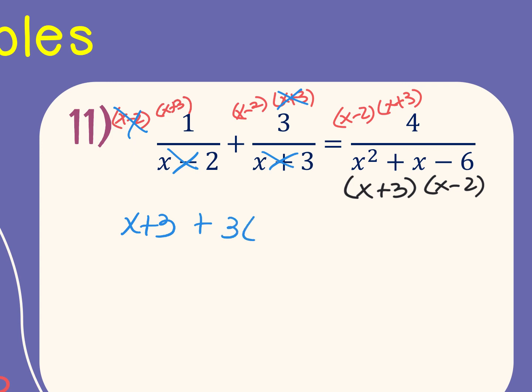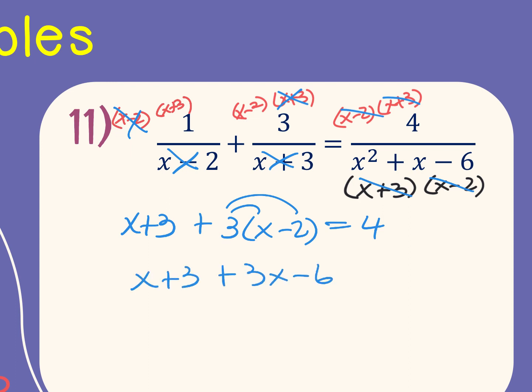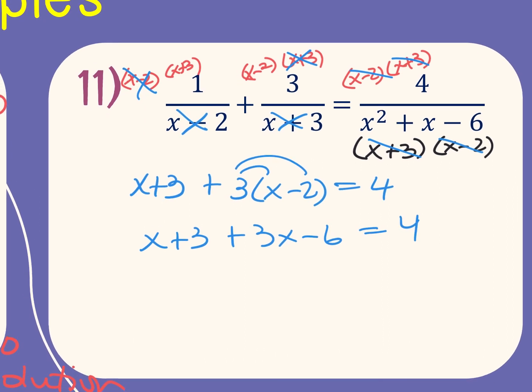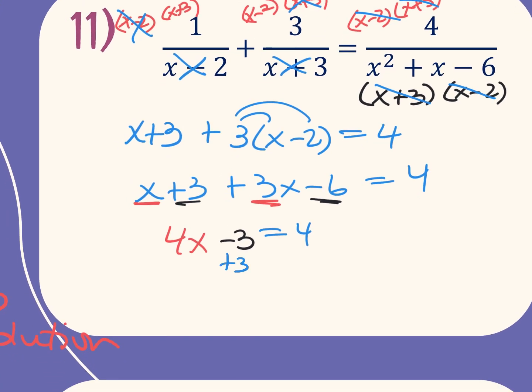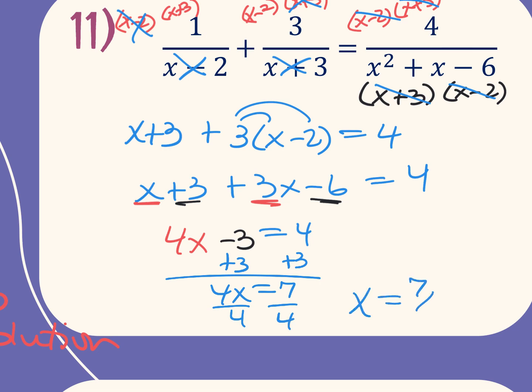And then you have to distribute the 3 to the x minus 2. And then this one, everything canceled, so you're just left with 4. Again, I'm going to distribute. So I get 3x minus 6 equals 4. I'm going to group my like terms together here. So that gives me 4x, and then 3 minus 6 is negative 3, and then it still equals the 4. Add the 3. 4x equals 7. Divide by 4. And x is 7 over 4.